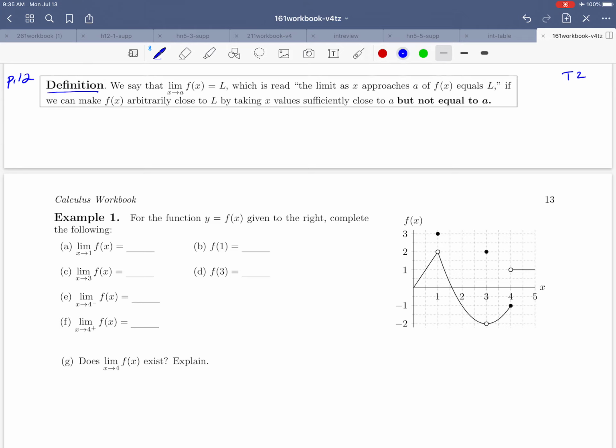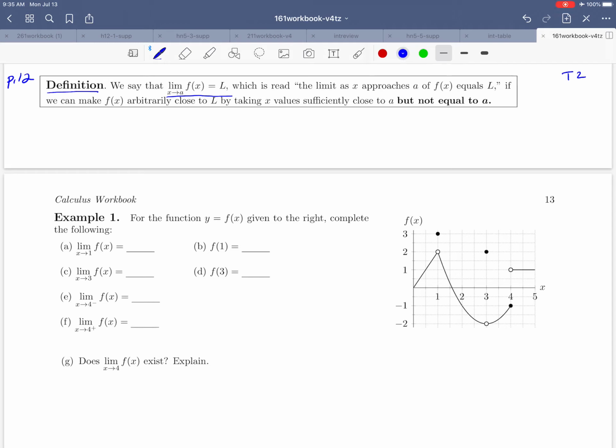Now, this is kind of a strange definition the first time that you see it. So we'll read through this together and then try to make sense out of it with a variety of examples. All right, so let's start reading here. We say that the limit as x approaches a of f of x equals L, that's the way those symbols are read in words, if we can make f of x arbitrarily close to L by taking x values sufficiently close to a but not equal to a.